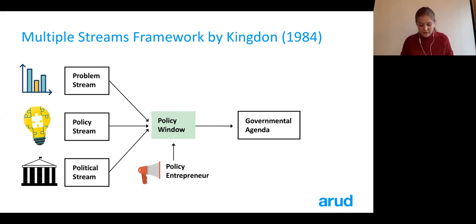So in the policy stream, in the second stream, ideas are being generated by experts and specialists. Ideas that survive must be technically feasible and easy to implement. They also need to reflect the values of the community. And of course, the costs must be acceptable. Lastly, we have the political stream, which reflects things such as the public mood and changes in government and the administration.